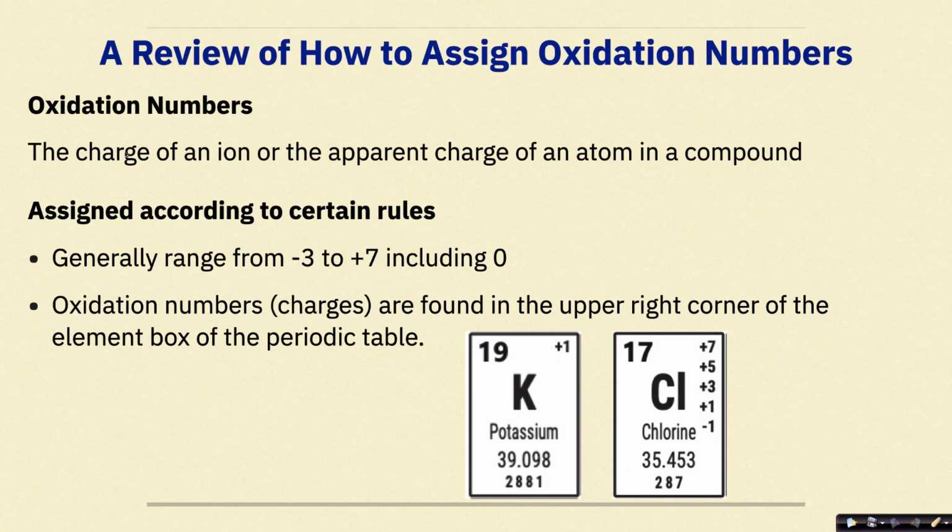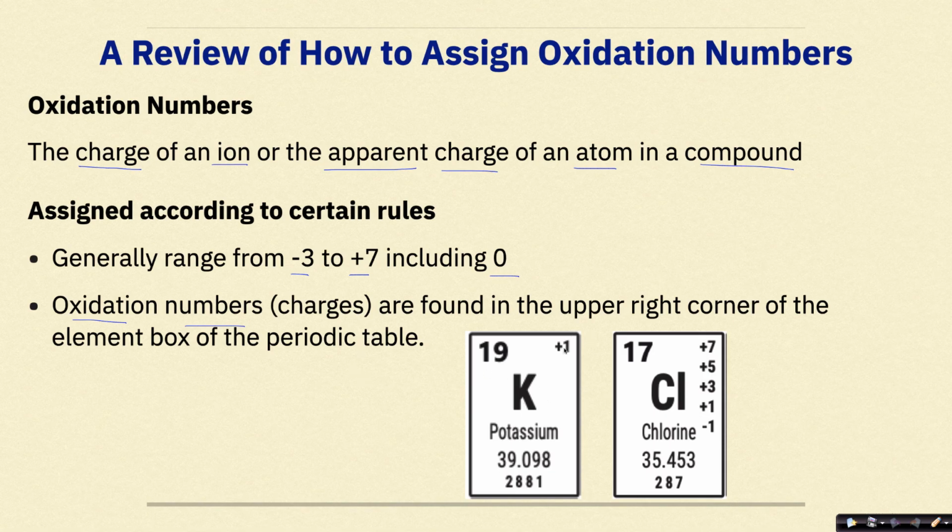A review of how to assign oxidation numbers. What is an oxidation number? An oxidation number is the charge of an ion or the apparent charge of an atom in a compound. They're assigned according to certain rules. The general range of oxidation numbers goes from -3 to +7, but it also includes 0. Oxidation numbers are found in the upper right-hand corner of the element box of the periodic table, of course, depending on the periodic table that you have, if oxidation numbers are even included.